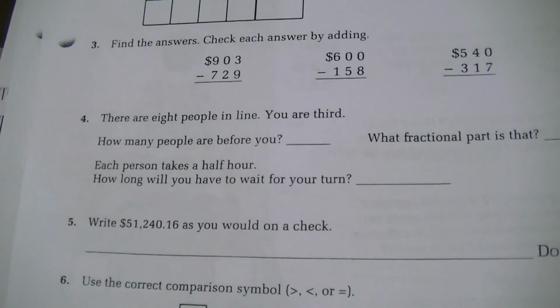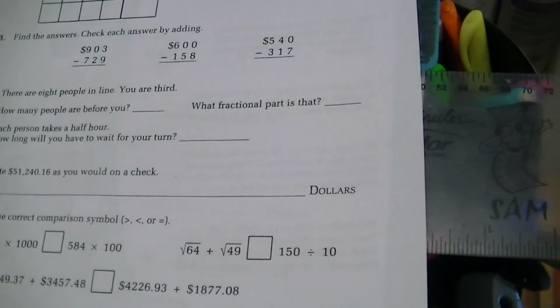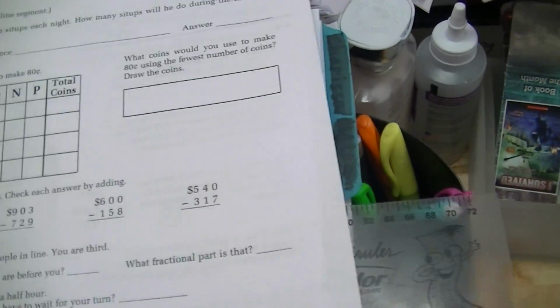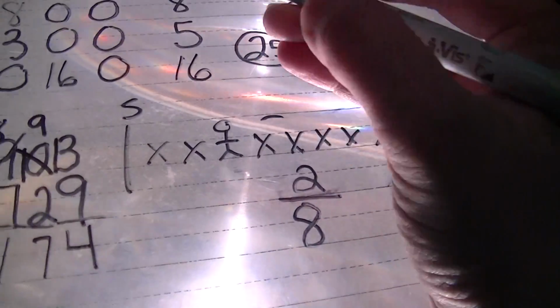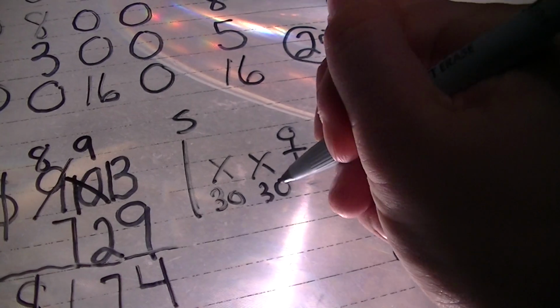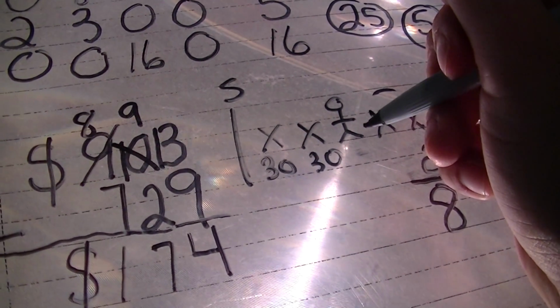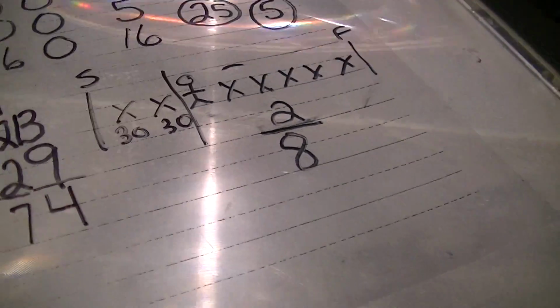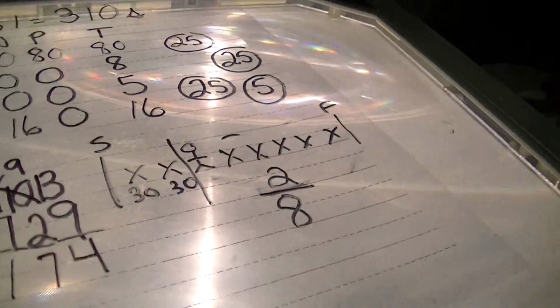It says each person takes a half hour. How long is half an hour? 30 minutes. Oh, each person takes 30 minutes. How long will you have to wait for your turn? Okay, so here we go. This person takes 30 minutes. How long is this person going to take? 30. Do you have to wait 30 minutes for you? No. So we're going to stop right there. How many minutes do you have to wait? An hour. You have to wait an hour, which is the same as 60 minutes.